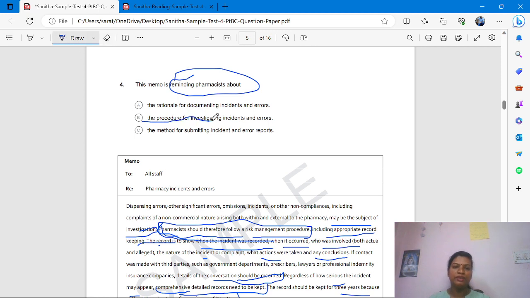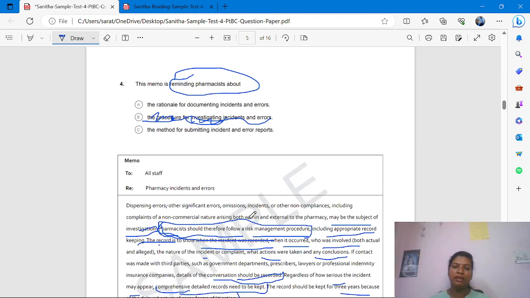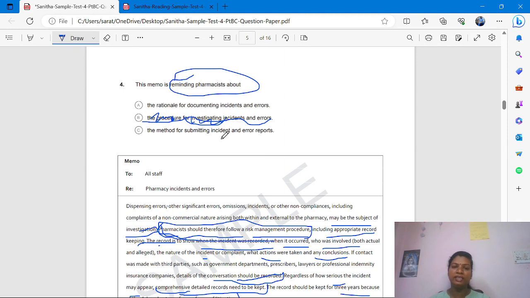So how are they confusing us? Seeing the word procedure, maybe we directly jump into option B, but it is not saying the procedure for investigating. What it is saying is how to record, how to do detailed recording. It is saying nothing about the investigating. So we can directly strike out option B. Like that, you have to comprehend the options.